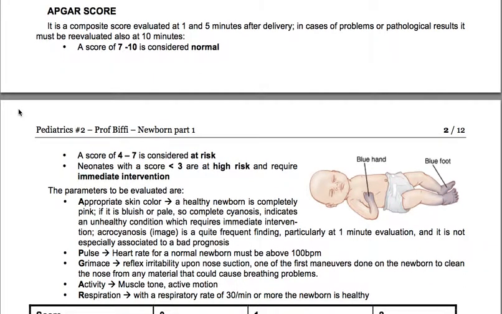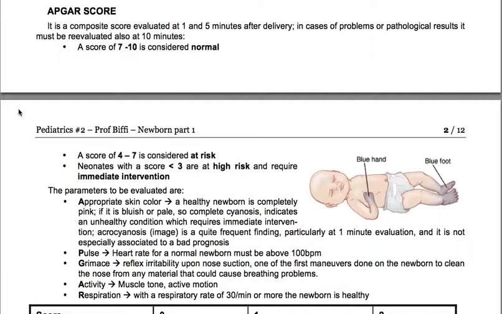Apgar score is a composite score evaluated at 1 and 5 minutes after delivery. In cases of problems or pathological results, it must be re-evaluated also at 10 minutes. A score of 7-10 is considered normal. A score of 4-7 is considered at risk. And neonates with a score less than 3 are at high risk and require immediate intervention. Parameters to be evaluated are appropriate skin color, so a healthy newborn is completely pink. If it is bluish or pale, so complete cyanosis, it indicates an unhealthy condition which requires immediate intervention.